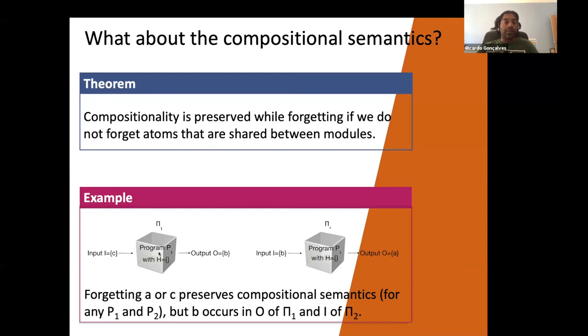But the same is not true with respect to B, because B is shared by these two models. It is in the output of one and the input of the other. So there is no guarantee of preservation of compositional semantics if we forget B from these two models. In fact, if we forget B first from the two models and then compose, we may lose information.